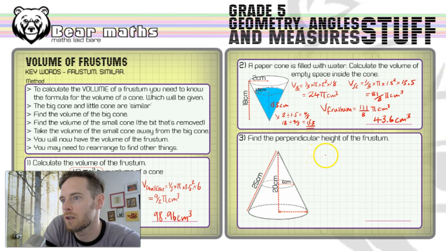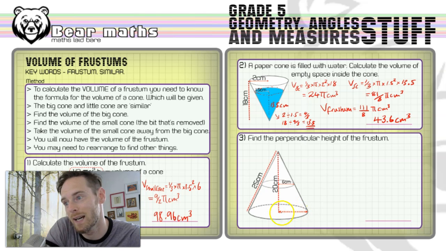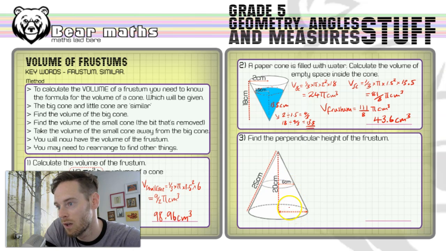Now, this one asks us to find the perpendicular height of the frustum. Okay, so this length here. What we can see is that the whole length through the big cone is 20. We just don't know what here to here is because we haven't got this length here. But the good news is we can use something to work it out. We can then work out the linear scale factor between these two cones, and then work out what this perpendicular height of the frustum is. So from here to here.